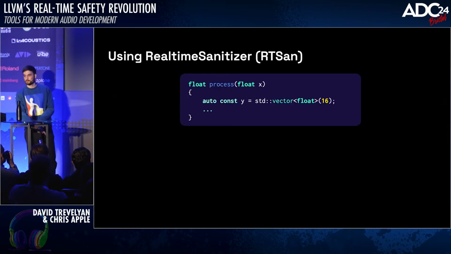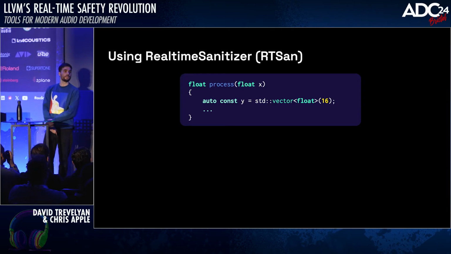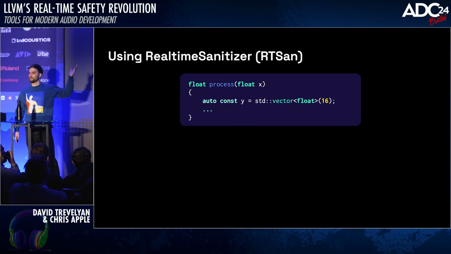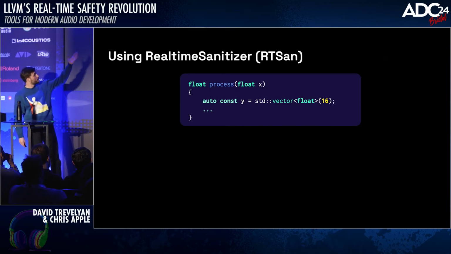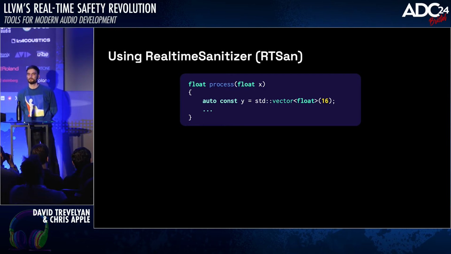Okay, so what about RealtimeSanitizer? There's some problematic code on this slide as well, right? I'm sure most people in the room can see it's problematic because we've got a memory allocation in something that looks like a real-time function. And that is, of course, only problematic if process is meant to be non-blocking.